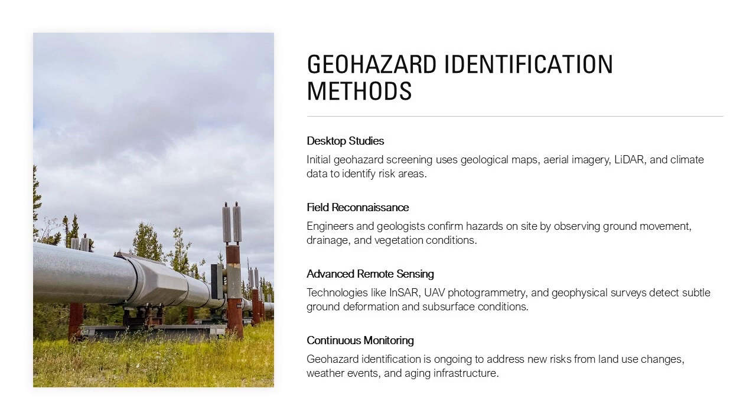Remote sensing tools such as InSAR can detect subtle ground deformation over large areas, while UAVs and high-resolution photogrammetry provide detailed terrain models. Geophysical surveys and borehole investigations offer insight into subsurface conditions, soil properties, and groundwater regimes. This slide emphasizes that geohazard identification is not a one-time activity but an ongoing process throughout pipeline operation. Changes in land use, extreme weather events, and aging infrastructure can introduce new hazards or exacerbate existing ones. A robust identification program ensures that emerging risks are recognized early, enabling timely assessment and mitigation.